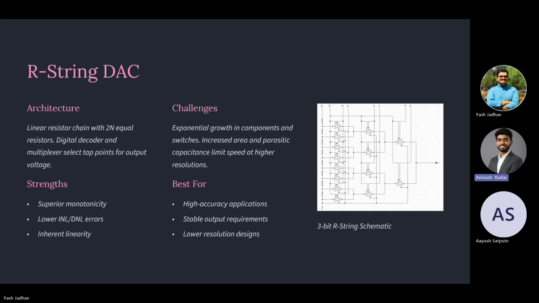We have the R-string DAC, also known as the resistor string DAC. This architecture uses a linear resistor chain with equal resistors and a digital decoder that selects specific tap points to generate the analog output. Its biggest strength is inherent monotonicity, meaning the output voltage always increases with input code. It also provides lower INL and DNL errors and excellent linearity. On the downside, the challenge is scalability. So the R-string DAC is best for higher accuracy and stable output applications, especially at lower resolution.